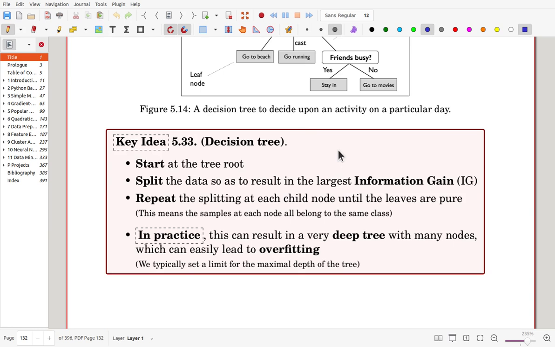In practice, this can result in a very deep tree with many nodes, which can easily lead to overfitting. So typically, we set a limit for the maximum depth of the tree. In scikit-learn, I believe the default depth is 5.